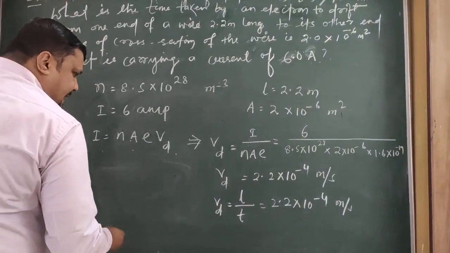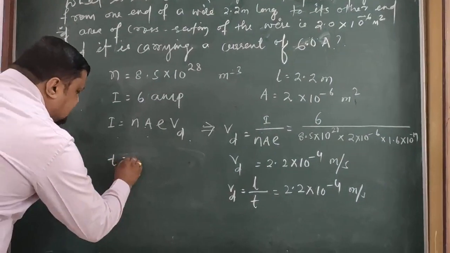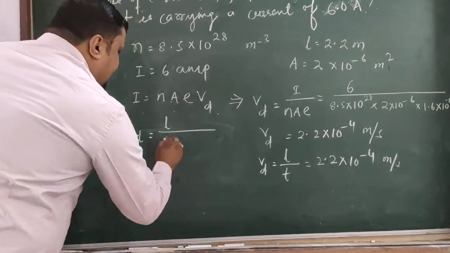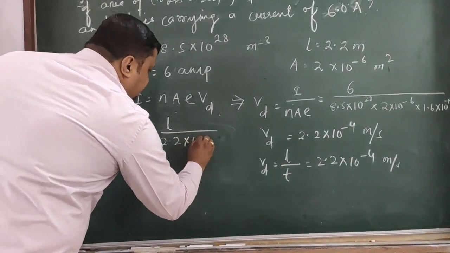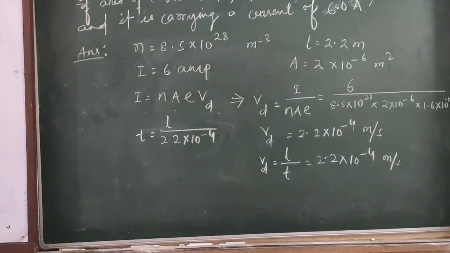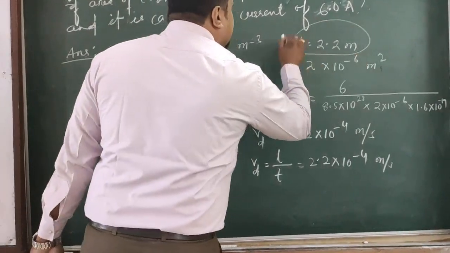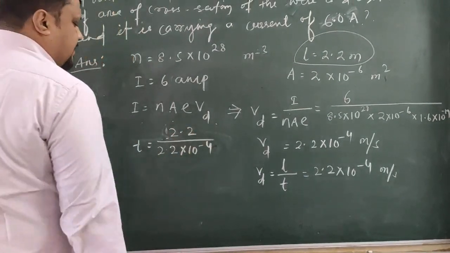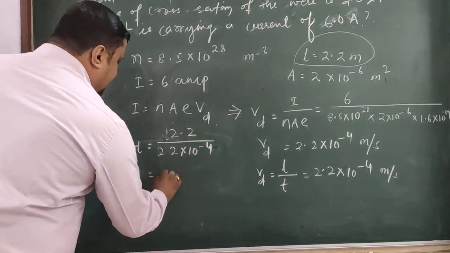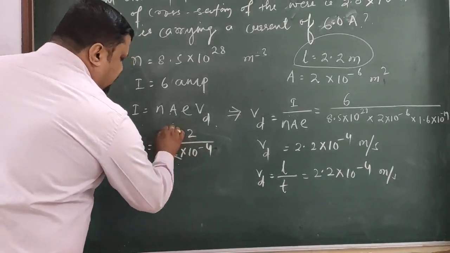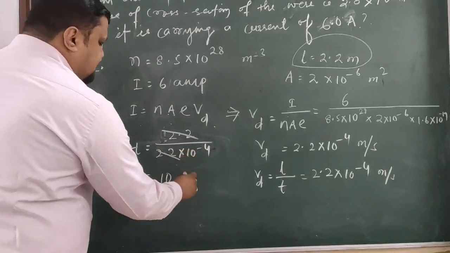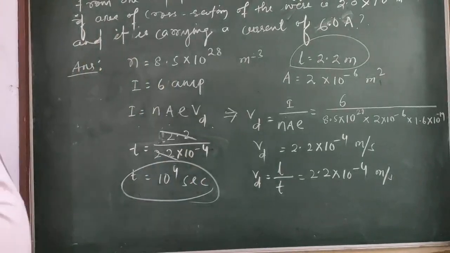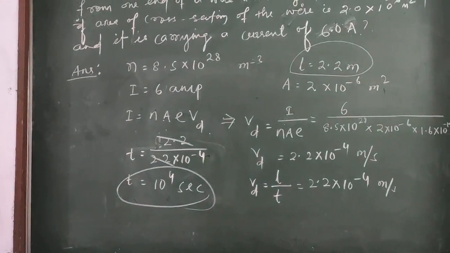t = L / (2.2 × 10^-4). What is L given? The length of the wire is 2.2 meter. So if you put that in, t = 2.2 / (2.2 × 10^-4), the 2.2 cancels, and 1 / 10^-4 means 10^4 seconds. That is the time taken by the electron to drift from one end of the wire to the other end.